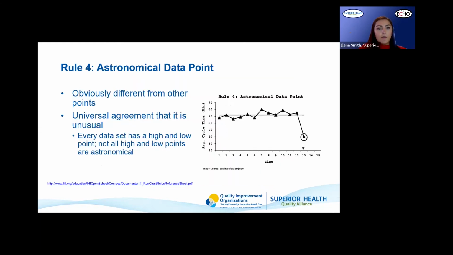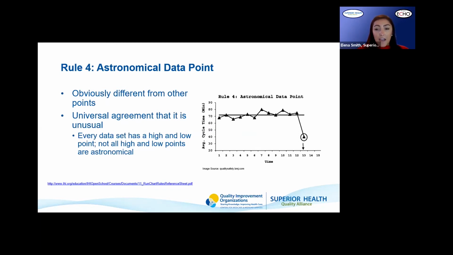The last rule is the astronomical data point. This is obviously different from other points. There's universal agreement that it's unusual. Now we know that every data set has a high and a low point, but not all high and low points are astronomical. So this rule is really helpful in identifying something unusual happening.